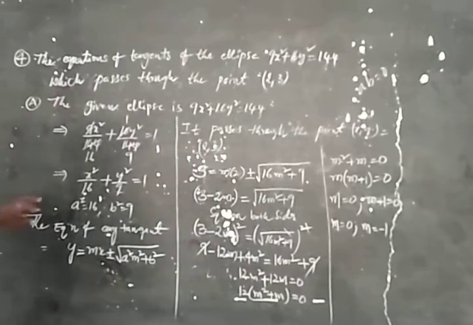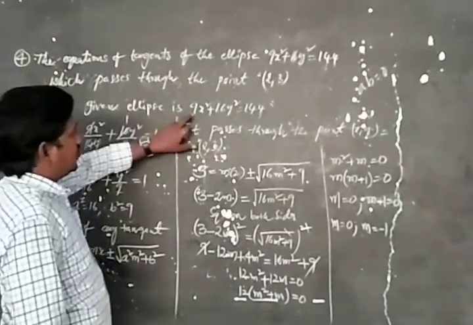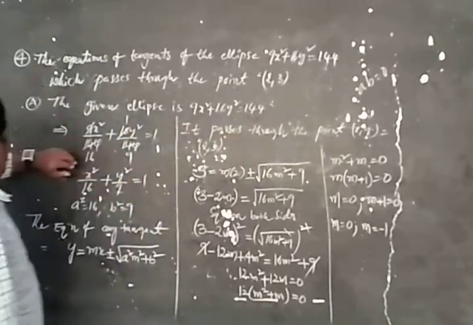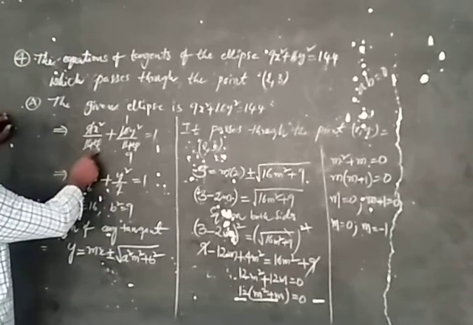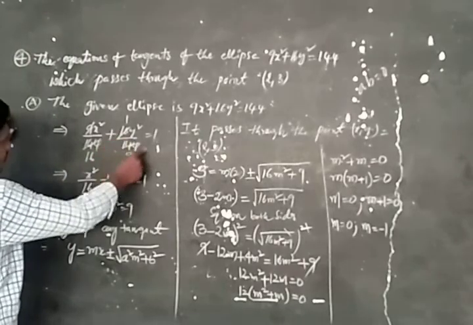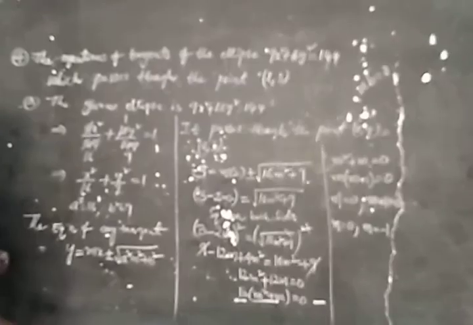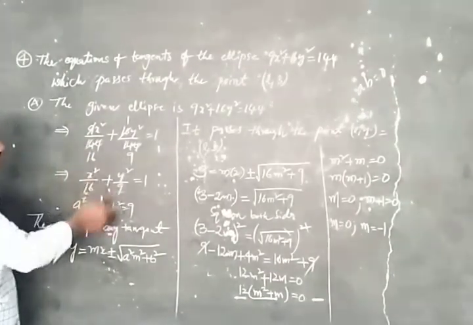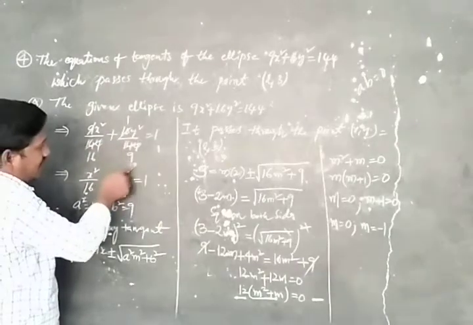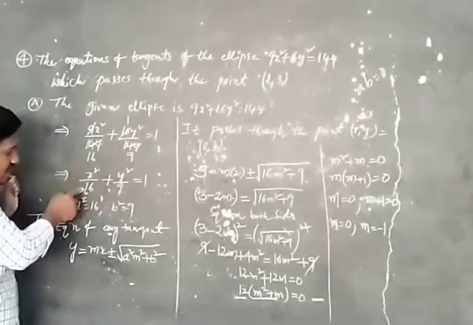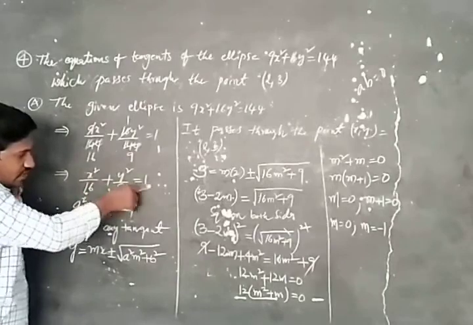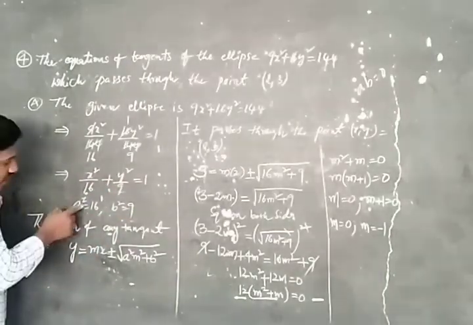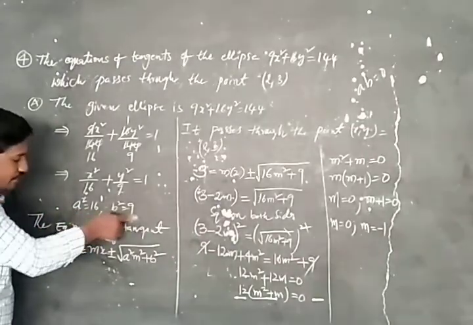Write carefully. The given ellipse is 9x square plus 16y square equal to 144. So 9x square by 144 plus 16y square by 144 equal to 1. Now 9 cancels in 144 16 times, and 16 cancels in 144 9 times. So x square by 16 plus y square by 9 equal to 1. Listen carefully, then we can easily write a square equal to 16, b square equal to 9.